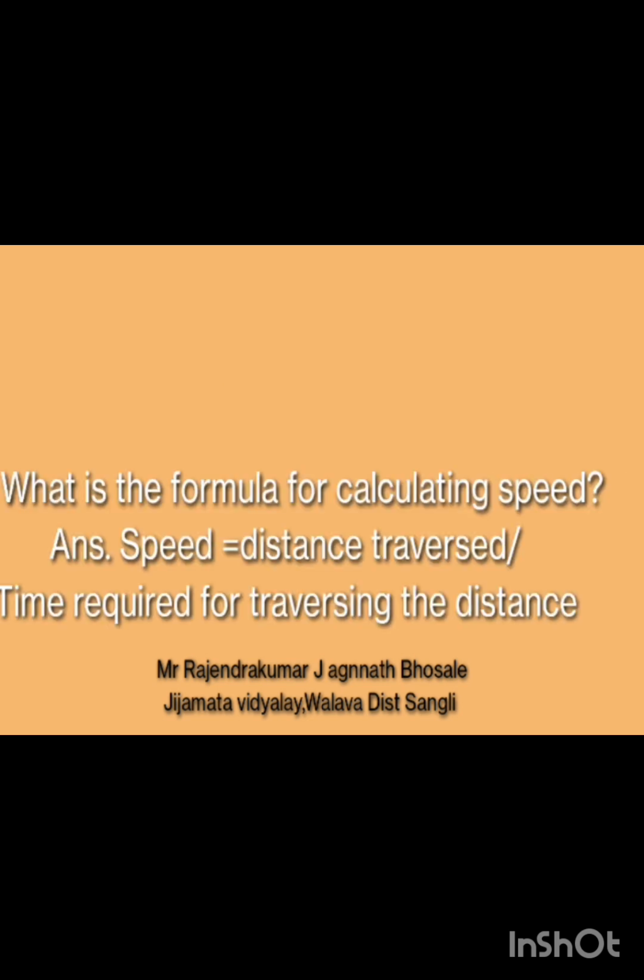What is the formula for calculating speed? How do we calculate the speed? Speed is equal to the distance transferred divided by the time required for transferring the distance. You should recite the formula. How to calculate speed? Speed is equal to distance transferred divided by the time required for transferring the distance.